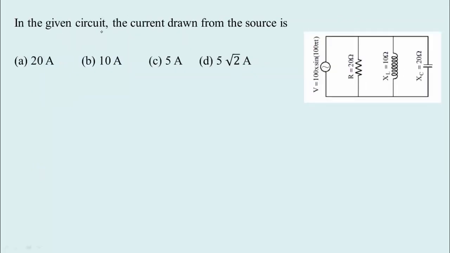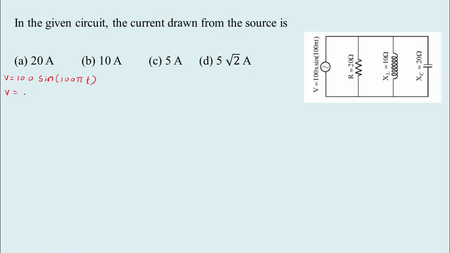In the given circuit, the current drawn from the source is, we have to calculate the net current drawn from the source. See here, you can observe this circuit diagram. It is a resistor, inductor and capacitor connected as an LCR circuit. So let us find: the voltage across the AC source is given, that is V equal to 100 sine of 100 pi t.